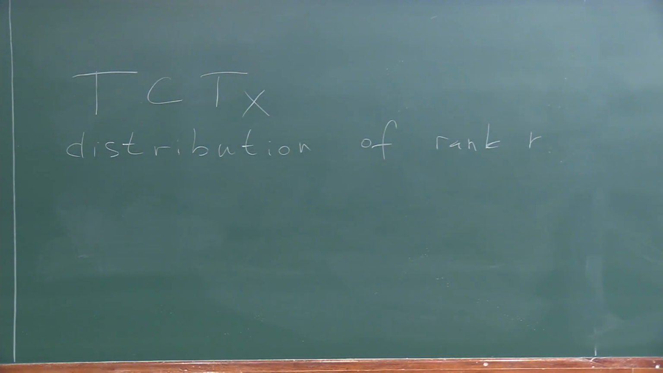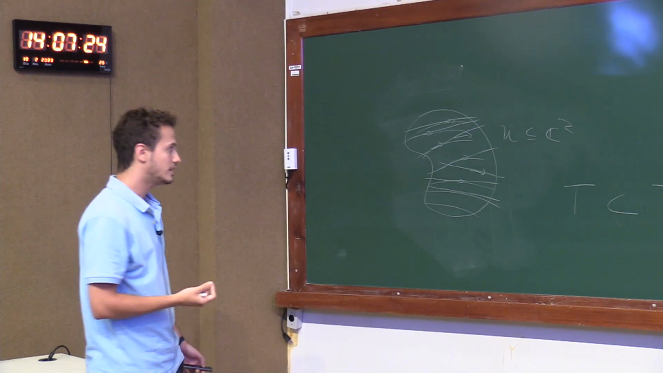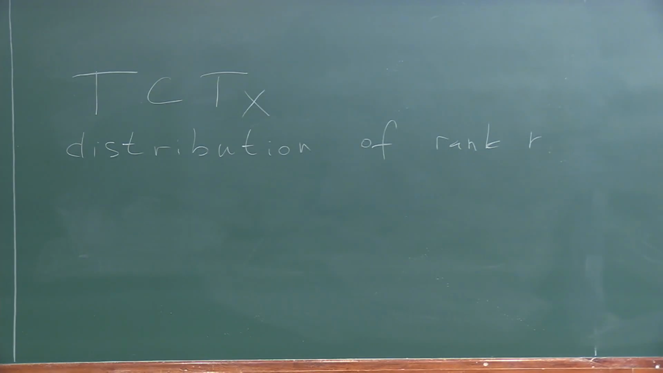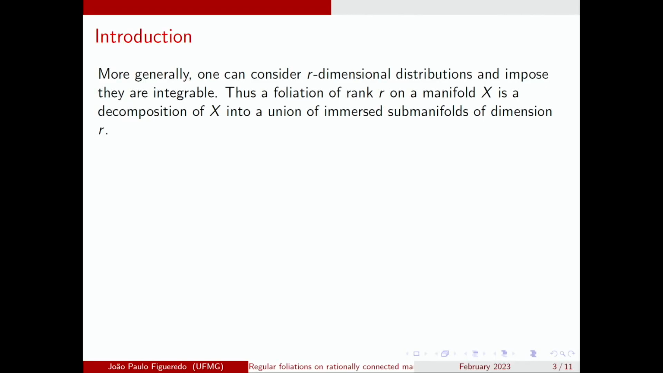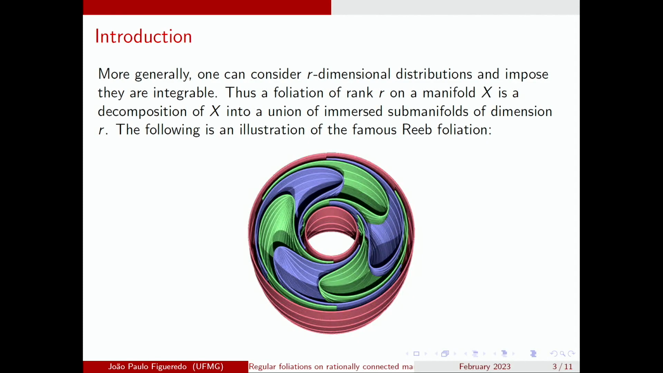In other words, to each point, instead of assigning a line of dimension 1, we assign a plane of dimension R. And we only ask that this distribution is integrable. In other words, through each point there is a manifold which is tangent to the plane at this point. So a foliation will be a decomposition of a manifold into a union of immersed submanifolds of dimension R, which are tangent to a distribution of rank R. Okay? One example is this red foliation. This is a real foliation of dimension 2, rank 2, in a solid torus.